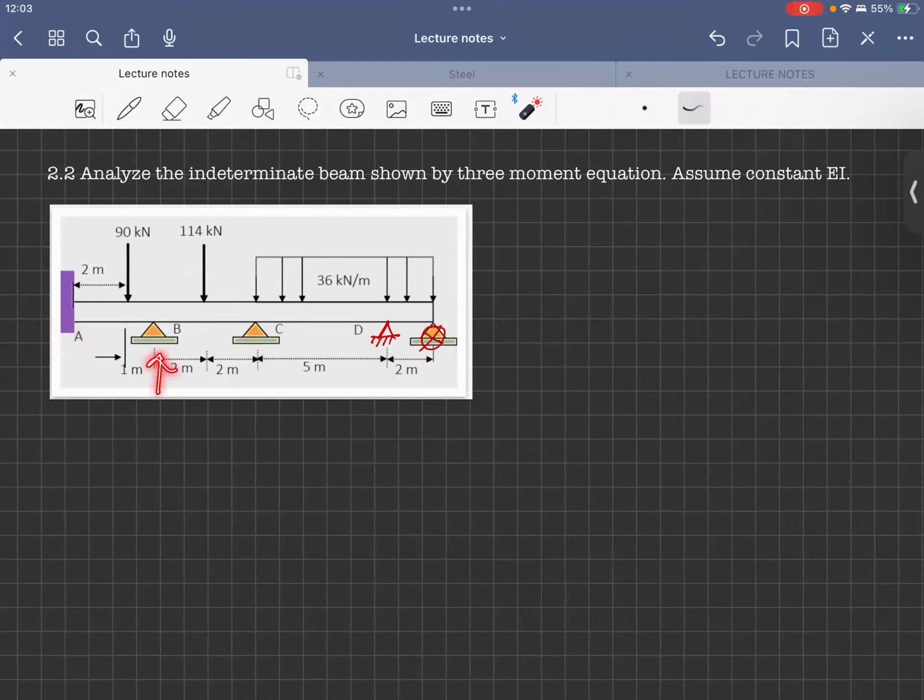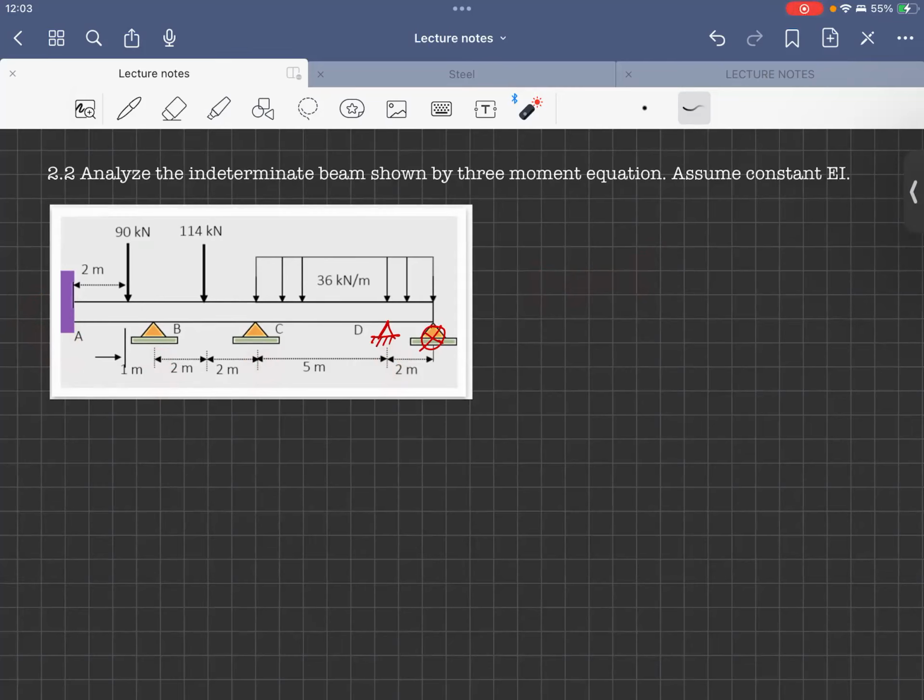Sorry. 1, 2, 3, 4. This is 5. So 5 minus 2, this is a third degree statically indeterminate structure. So if this is a third degree statically indeterminate structure, we need 3 relationships or 3 points or 3 equations to be able to solve the end moments.